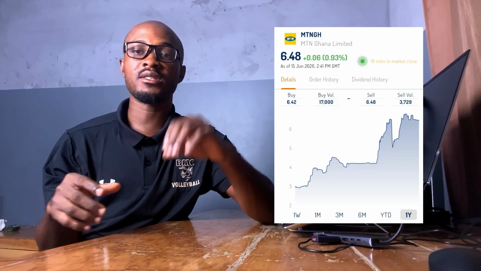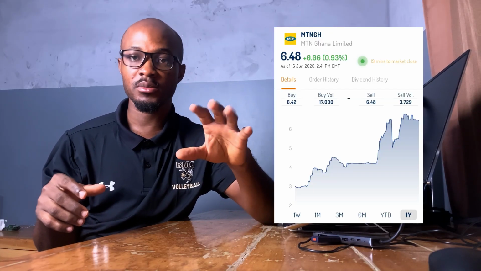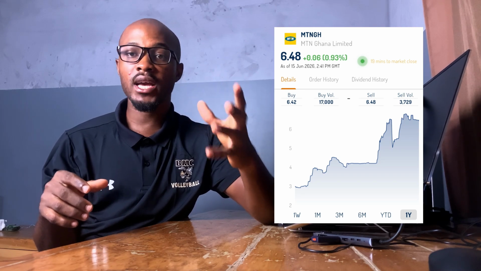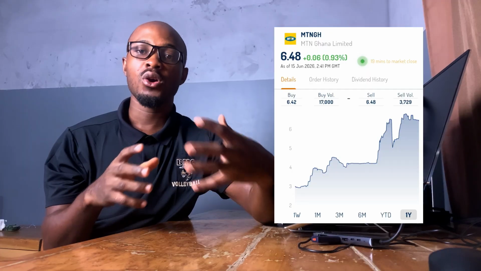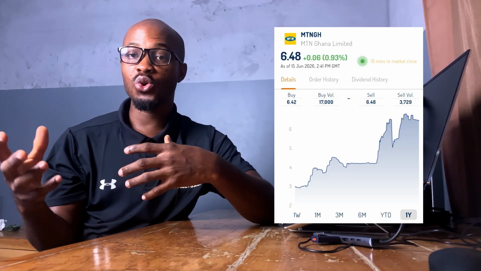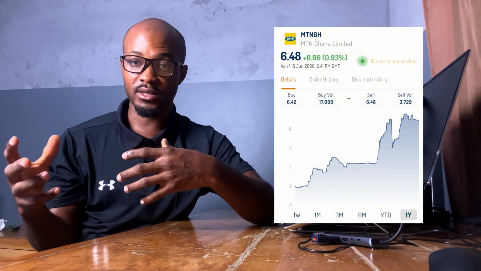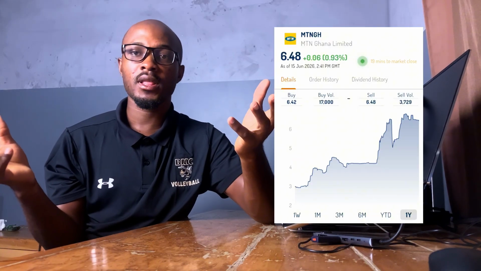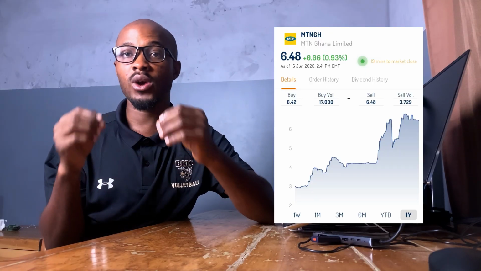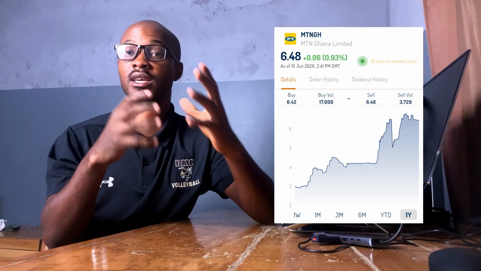When the buy volume is much larger than the sell volume, demand is stronger than supply. That means buyers are pulling harder. When the sell volume is much larger than the buy volume, then we know supply outweighs demand. So why does this matter? It matters because that imbalance can give you clues about where the price might be heading in the short term.